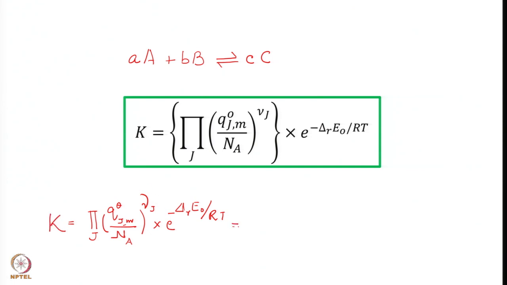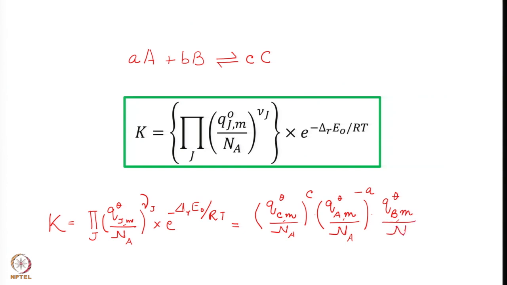So how do we expand it? Positive for the products; the product is C. That means qCm naught by Na raised to the power c, into qAm naught by Na raised to the power minus a. Pay attention to this: I am putting a negative sign because A is a reactant. Into qBm naught by Na raised to the power minus b, again because B is a reactant, then into exponential minus delta E naught by RT.